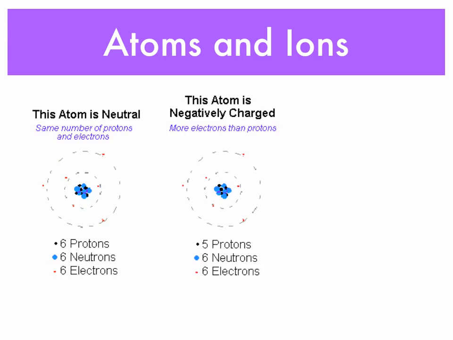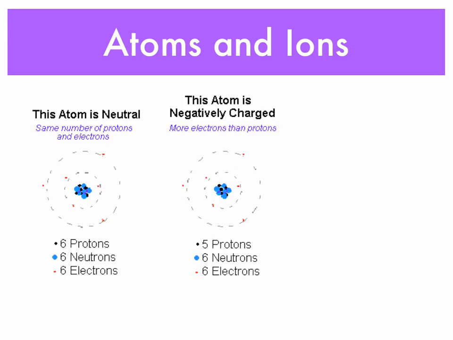If an atom has more electrons than protons, it'll ultimately have a negative charge. So, for example, if an atom only had 5 protons but it had 6 electrons, it would be 1 more negative than it is positive, so it would be a -1 charge. And we call this type of ion an anion. So anion, A-N-I-O-N.